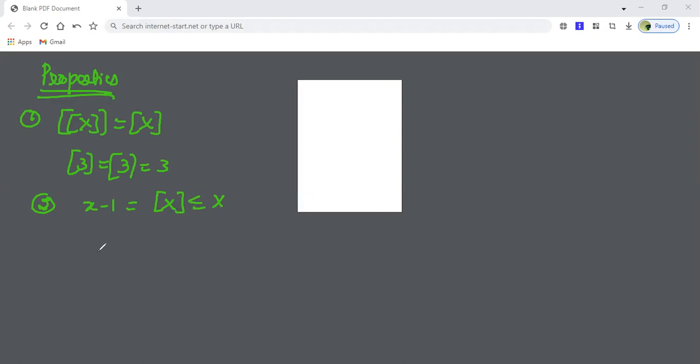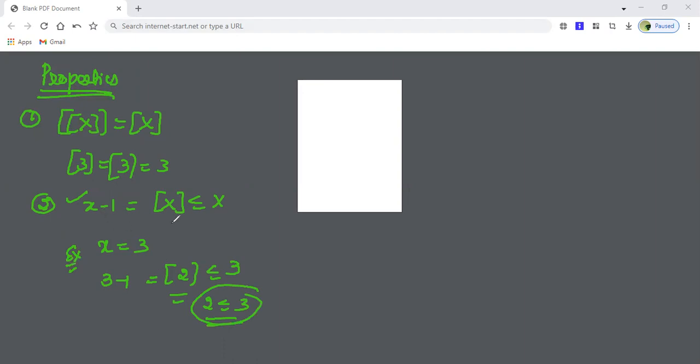So for example, if you take x is equal to 3, then 3 minus 1 will be equal to 2. This will be less than or equal to 3, where x is 3. So the greatest integer of 2 is 2. So 2 is always less than or equal to 3. This is again one of the properties of the greatest integer. I'm just showing you the properties with the help of examples, so that it will be clear.